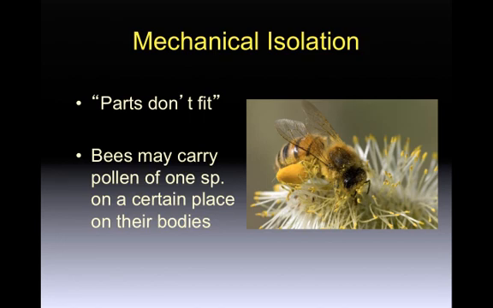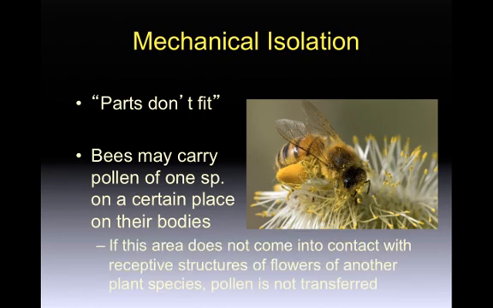Mechanical isolation shows up very, very commonly in insects. Insects very often have very elaborate genitalia that will only fit members of the opposite sex of their own species. Bees, for example, carry pollen of one species of plant in certain places on their body. And so it's very important for the plant to position its anthers, or male flower parts, to be able to deposit pollen on that particular part of the honeybee.